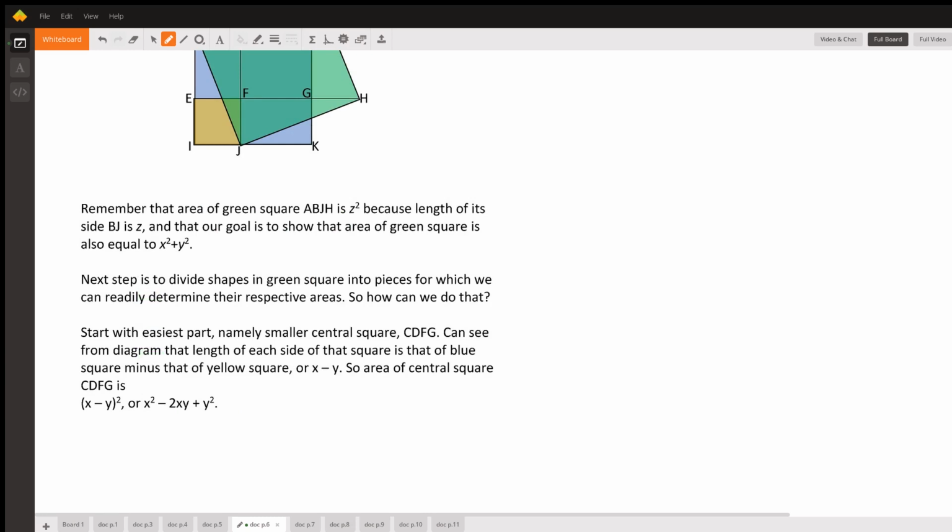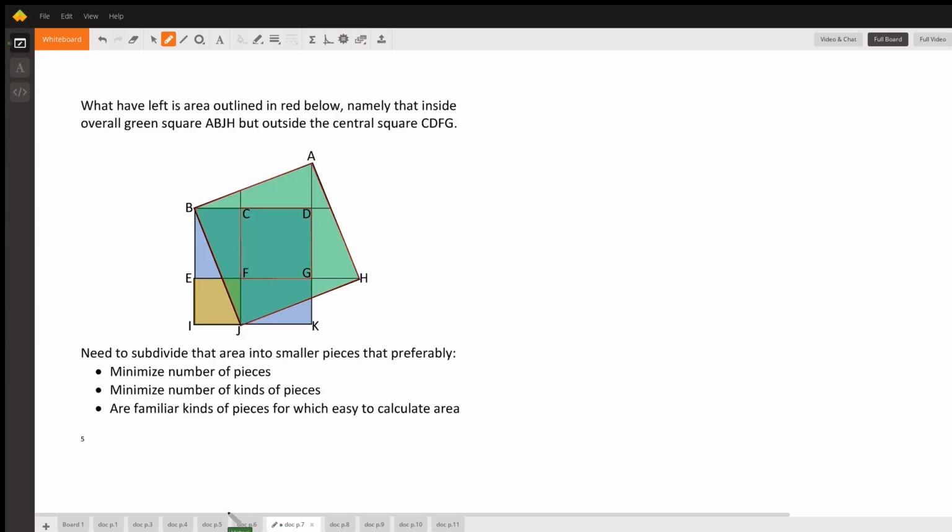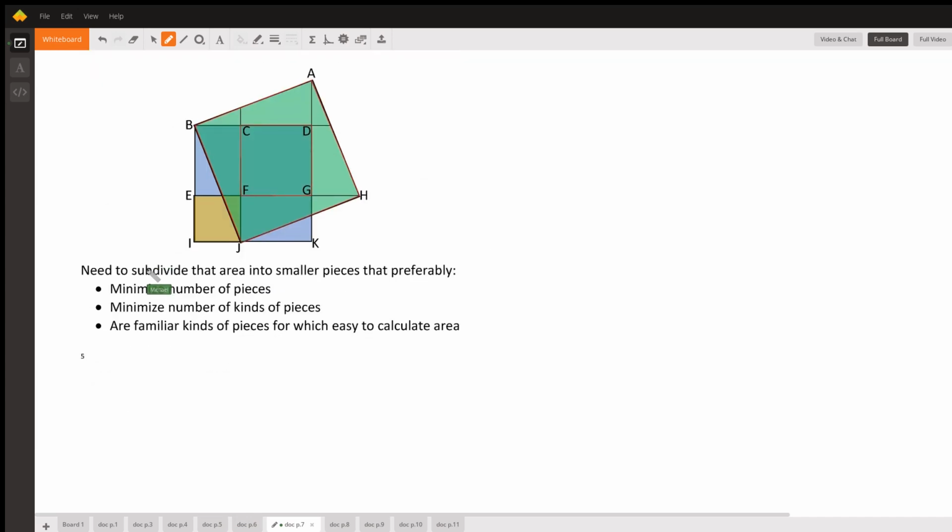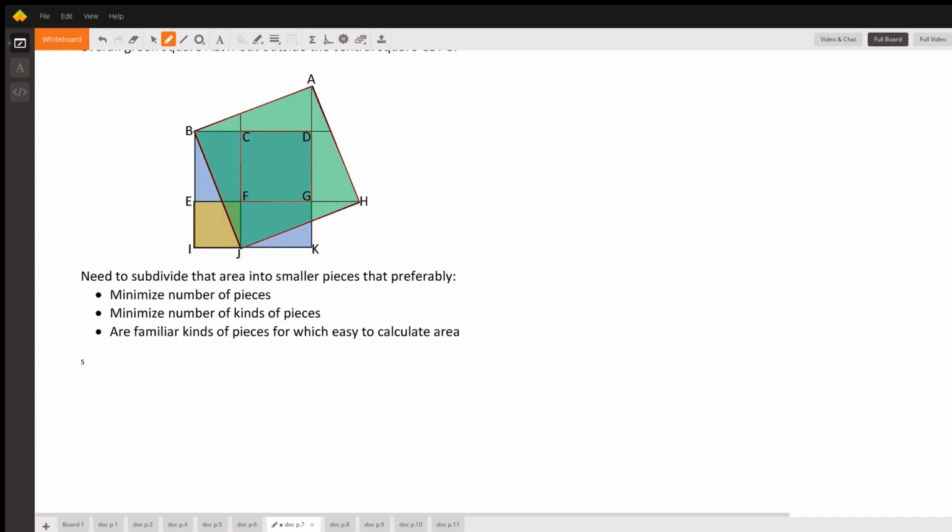Now the next step is to find the area of what's left. How can we do that? If we restrict ourselves to the line segments that are already drawn on here, it's still not so hard. This area outlined in red right around here is what we have to find now.